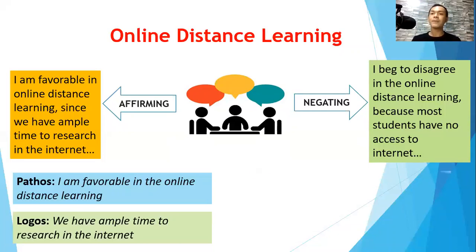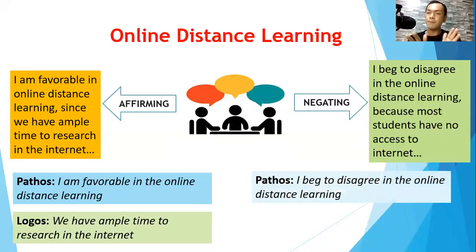Of course, since this is an argumentation, there are times that some students are into the negative statement, right? So an argumentative strategy observed here is also pathos, stating that I beg to disagree in the online distance learning. So the emotion is there, trying to get the emotion of the audience, the listeners, at the same time. Why a speaker is begging, is trying to present a very unfavorable statement.